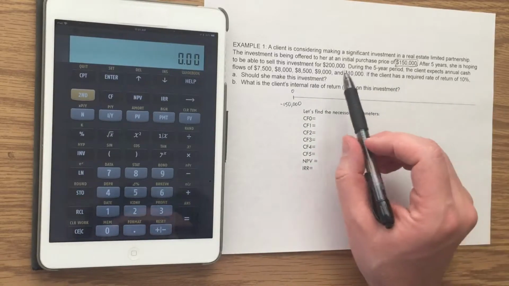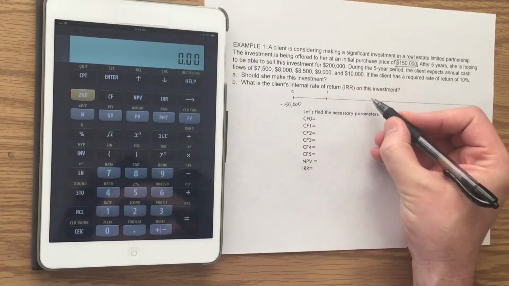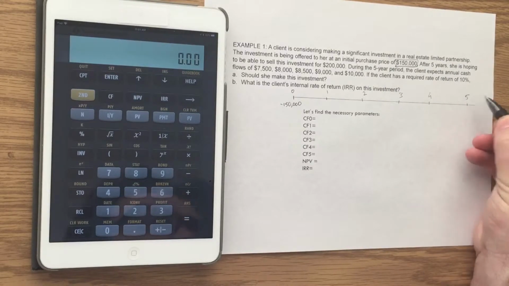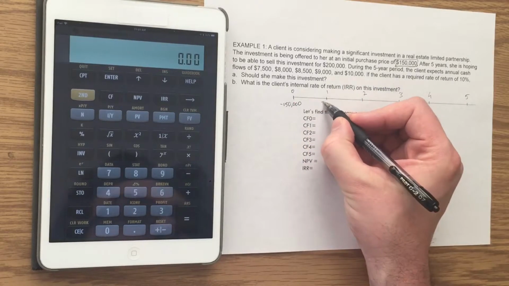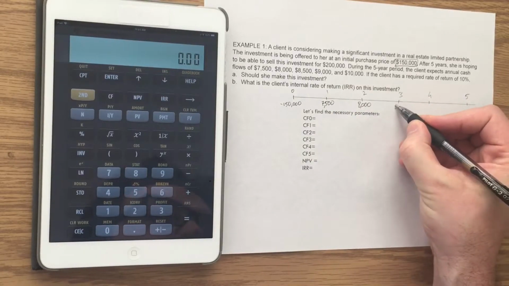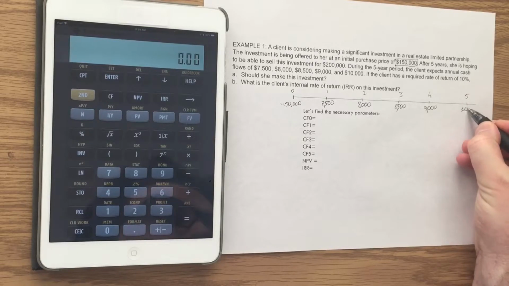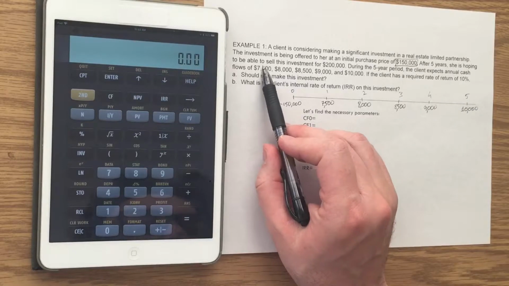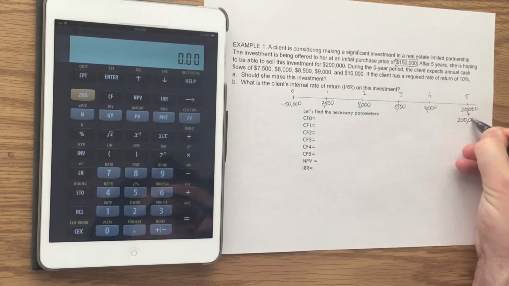And then all of the remaining payments are all inflows. So at time one, this is a 5-year investment: 1, 2, 3, 4, and 5. These are going to be cash inflows. In the first year, the client expects an annual cash flow of $7,500, and then $8,000, and then $8,500, $9,000, and $10,000. Additionally, after 5 years, she is hoping to be able to sell this investment for $200,000. So at the end of the 5th year, she expects to receive $200,000 too.